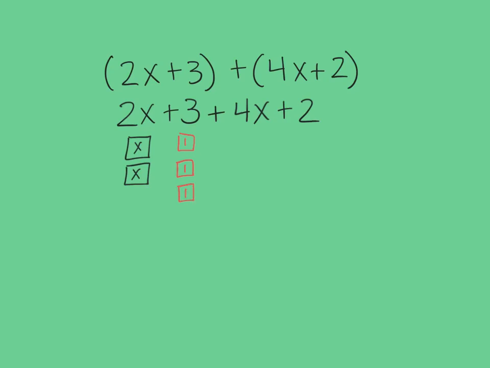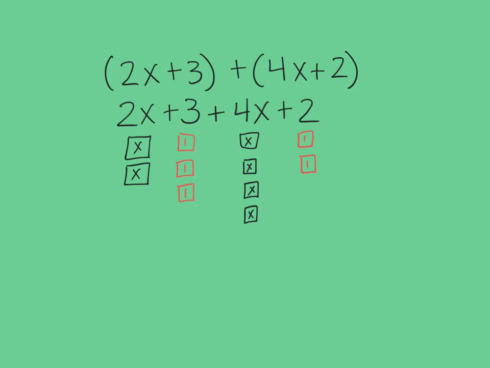So I'm going to make 3 tiles that have a 1 in them because 1 and 1 and 1 makes 3. Next up, we have a positive 4x, meaning I have 4 positive x's. So I can make 4 tiles that have a positive x on the inside. And then lastly, we have a positive 2. So I'm going to make 2 tiles that have a positive 1 on the inside.